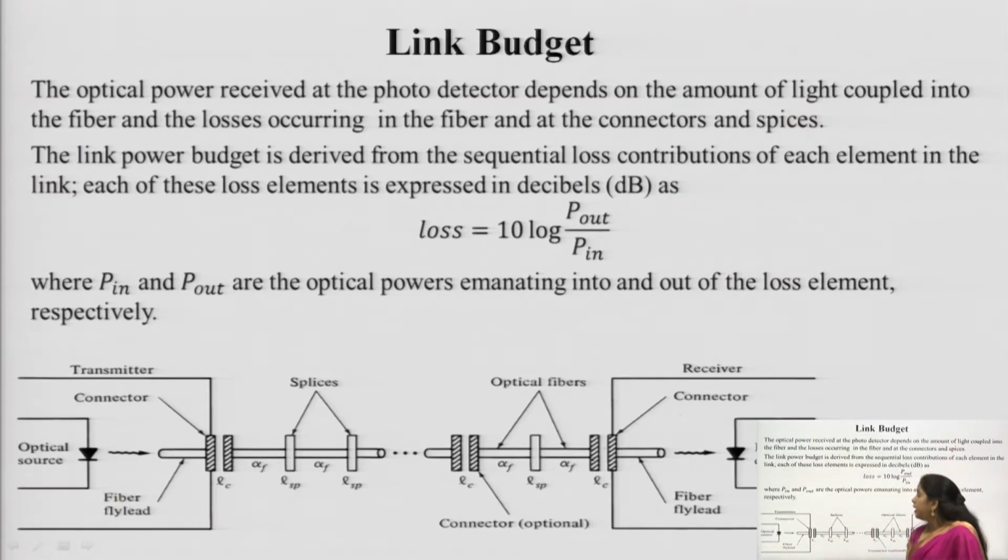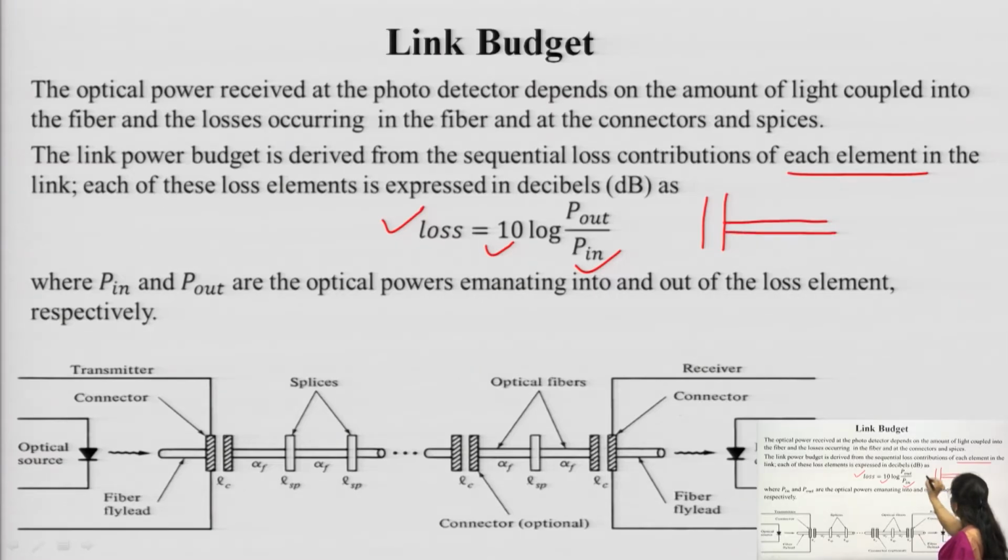So, the link power budget is derived from the sequential loss contribution of each element in the link. Each of these losses is expressed in terms of decibels and it is given by 10 log P out upon P in. For example, here is one connector and here also optical fiber and here also optical fiber, and if we want to calculate the loss contributed by this particular connector, this will be the P in and this will be the P out.